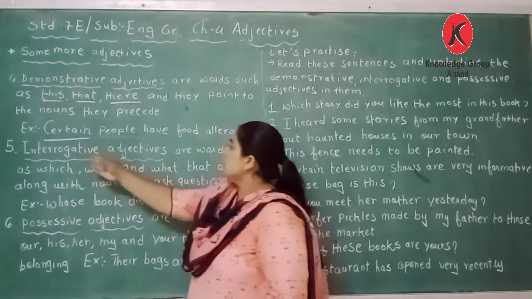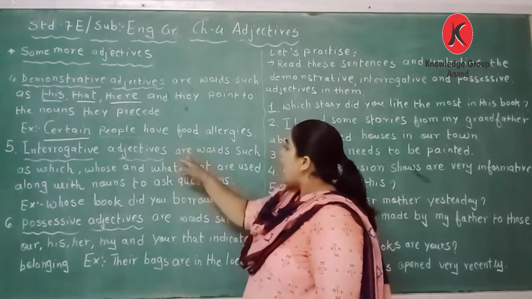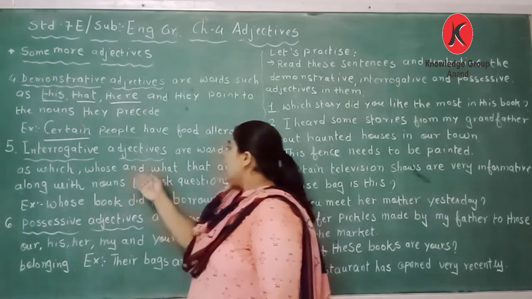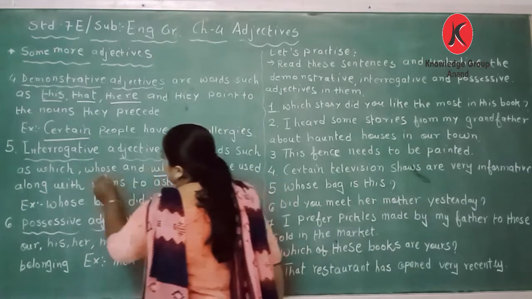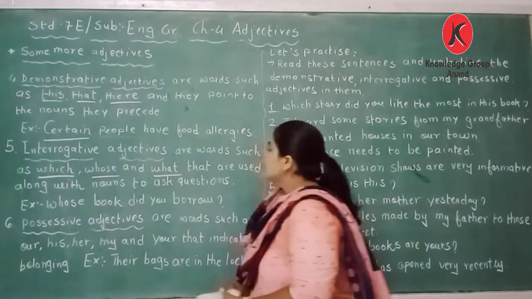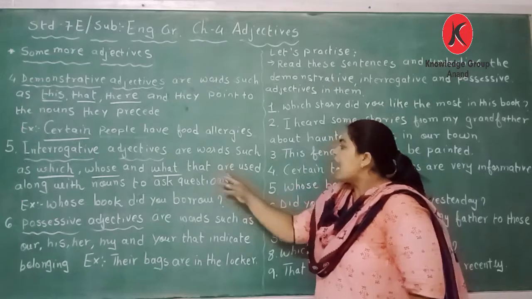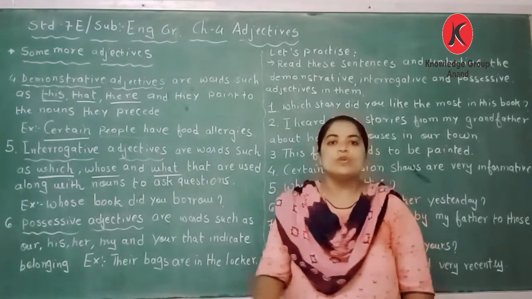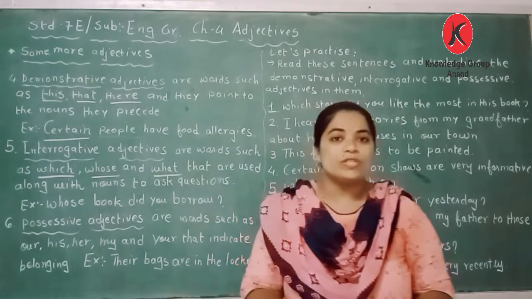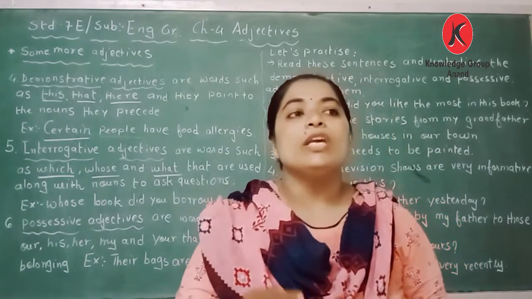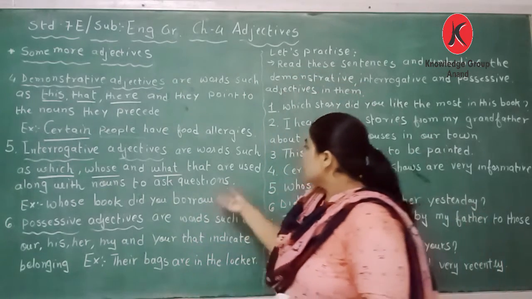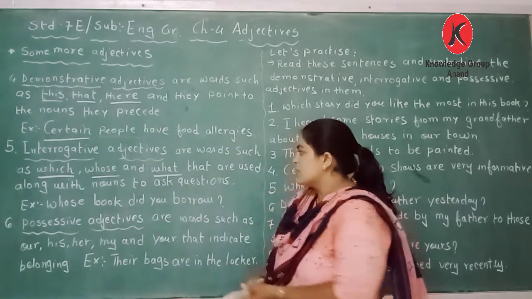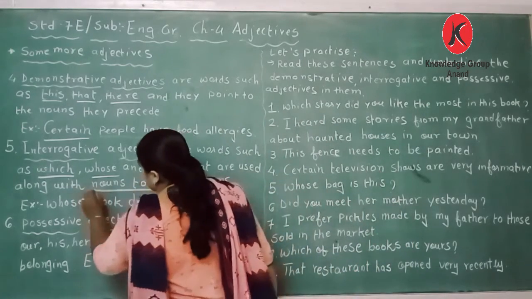Okay? So here certain is a demonstrative adjective. Next is interrogative adjectives. They are words such as which, whose and what that are used along with the nouns to ask questions. So these are the WH questions. They are known as interrogative words. They are used along with the nouns to ask questions.